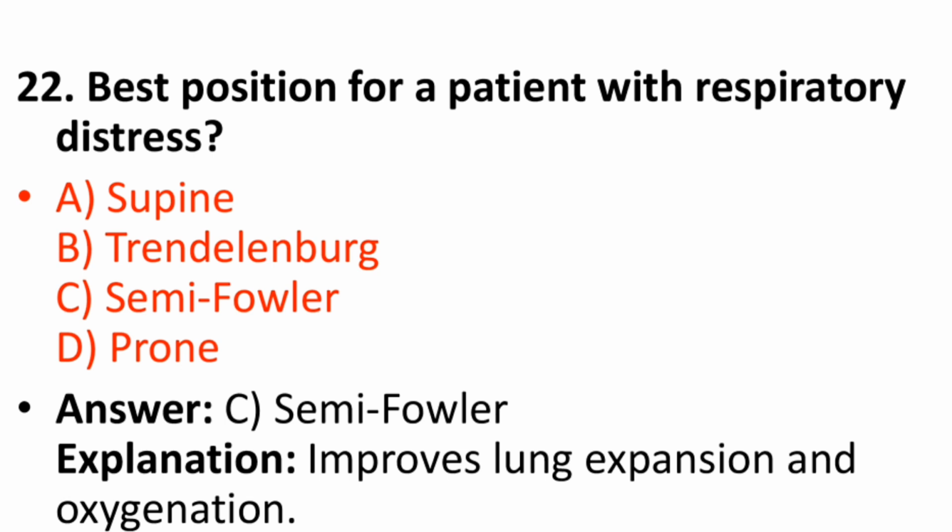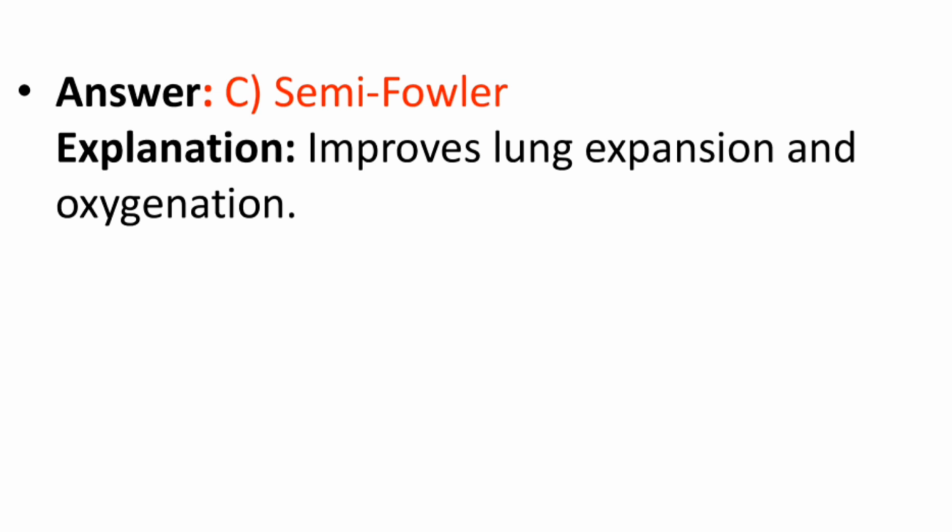Best position for the patient with respiratory distress. Option A, supine. Option B, Trendelenburg. Option C, semi-Fowler. Option D, prone. The correct answer is option C, semi-Fowler. It improves lung expansion and oxygenation. The best position for a patient with respiratory distress is semi-Fowler.